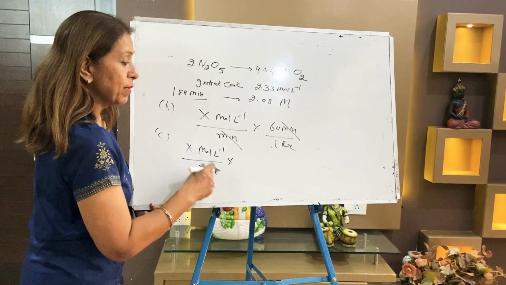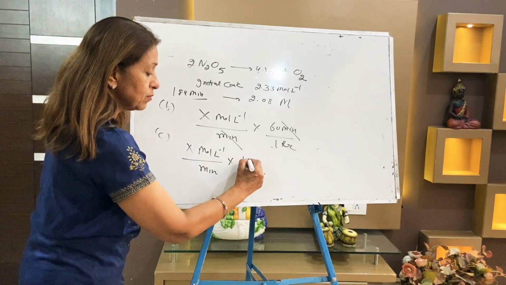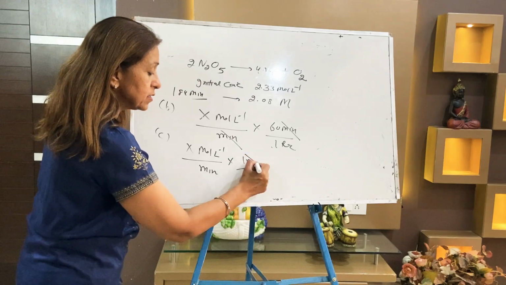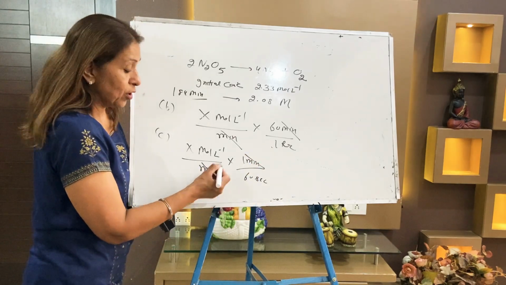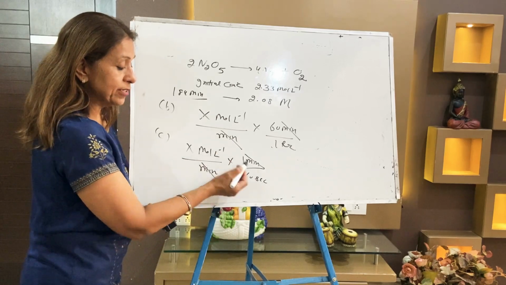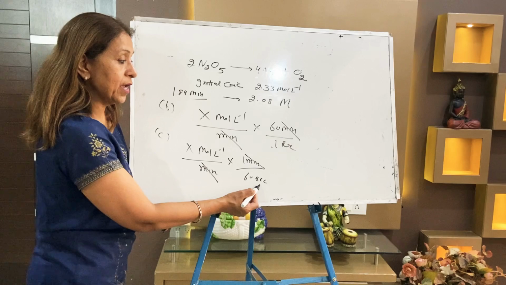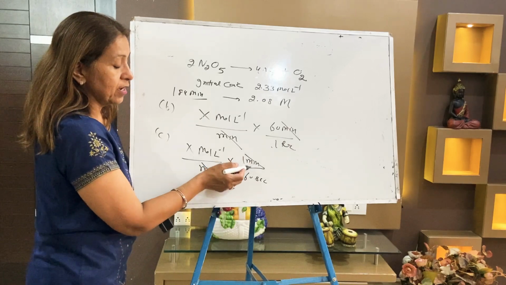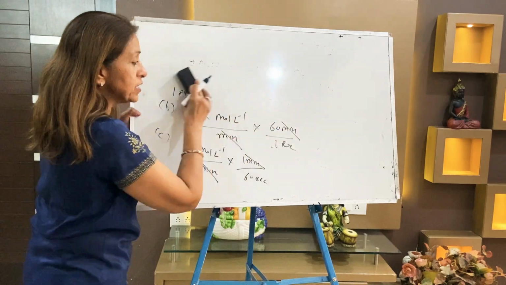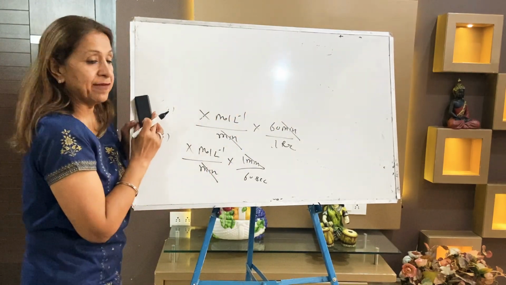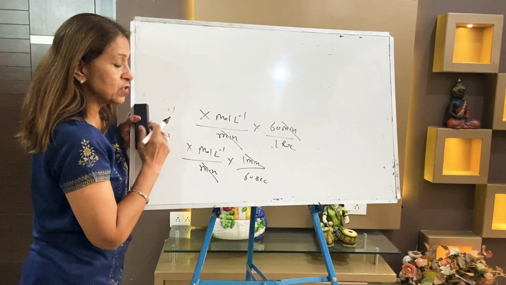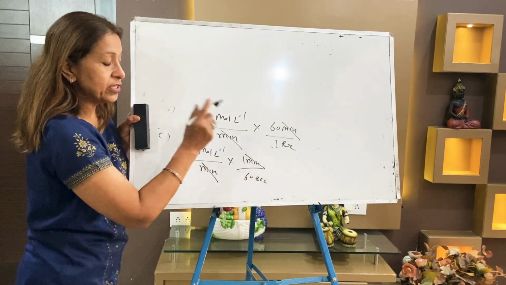Multiply it by 1 minute is 60 seconds. Minutes and minutes cancel. Your answer will come Z mole per liter per second. This is a very simple way to interconvert units. So this is your average rate, which is very easy to calculate, and again a very simple method to change the units.